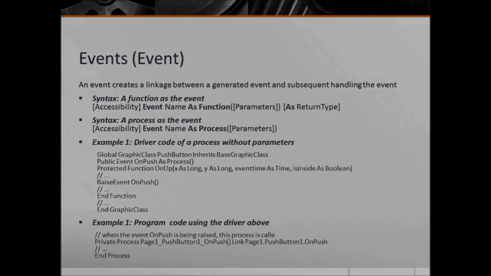Next, events. Events create a linkage between a generated event and the subsequent handling of the event. An event is a happening in the system, and the event can be linked to two types of event handlers, namely a function or a process. As mentioned earlier, the difference is that a function, when called, will be executing within the caller's execution space, whereas a process, when started, will create its own process space and execute within it. In fact, all execution in the system is by a process, one way or another.